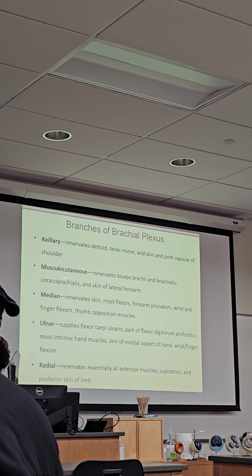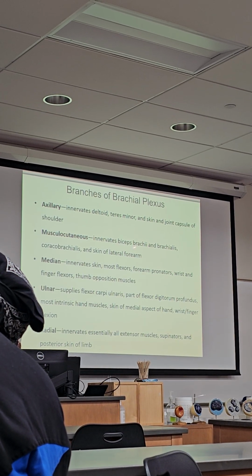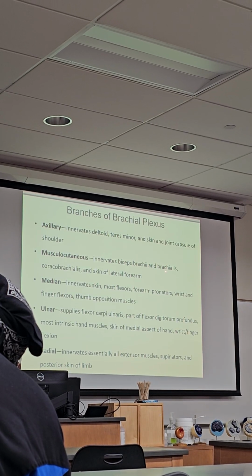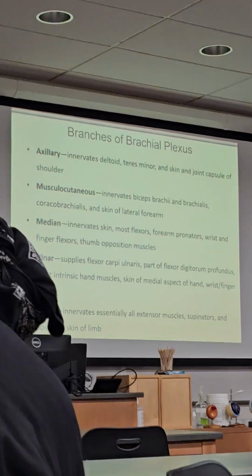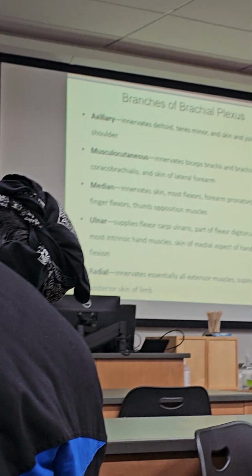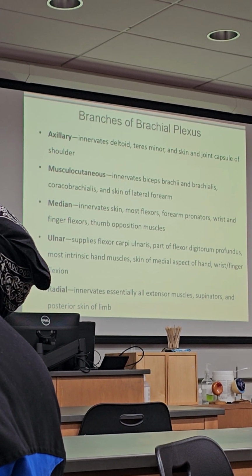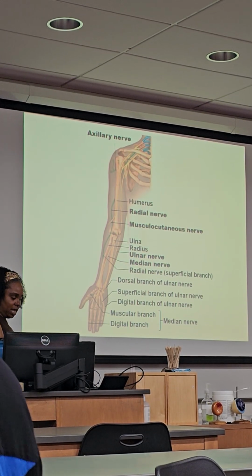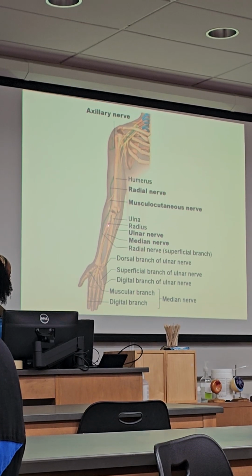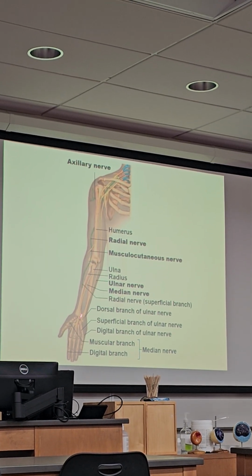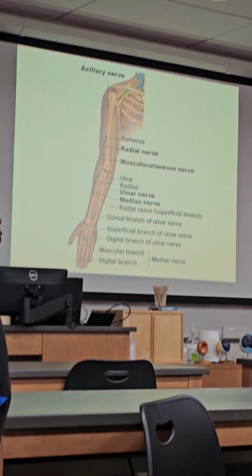If musculocutaneous is damaged, we can have dysfunction of biceps brachii and brachialis, coracobrachialis, the skin of your lateral forearm. You won't have any sensation there. Okay? And this is how brachial plexus will then run down as branches. The ulnar nerve, the median nerve, which is what gets pinched in carpal tunnel.